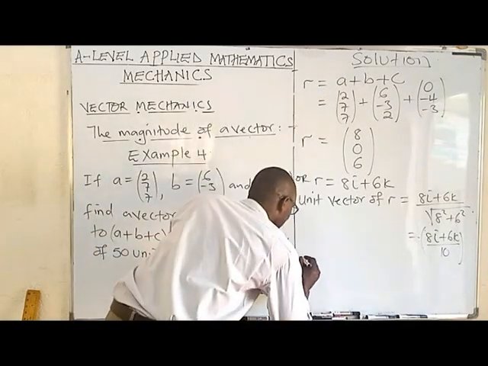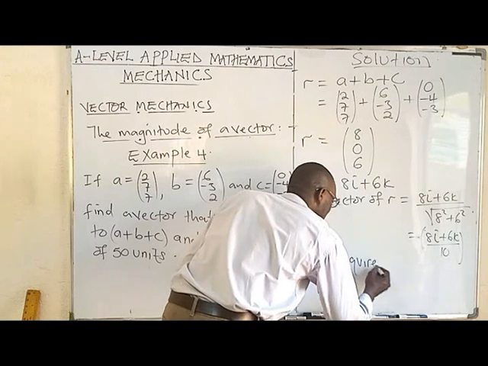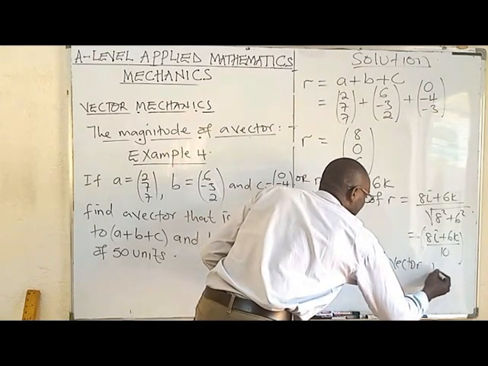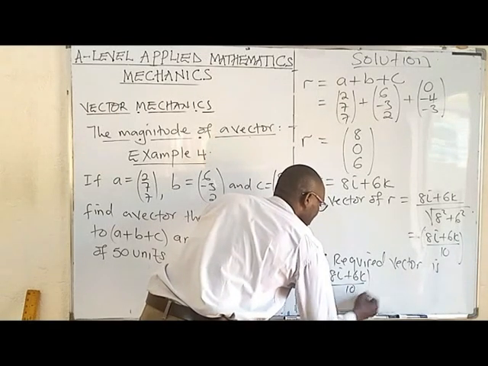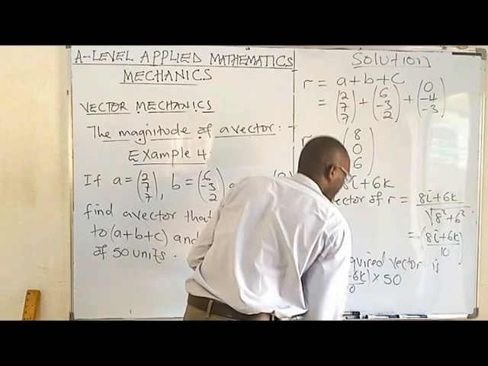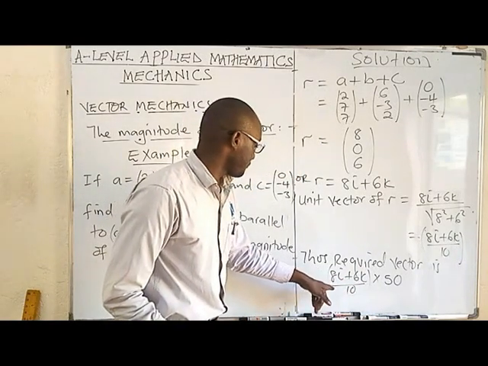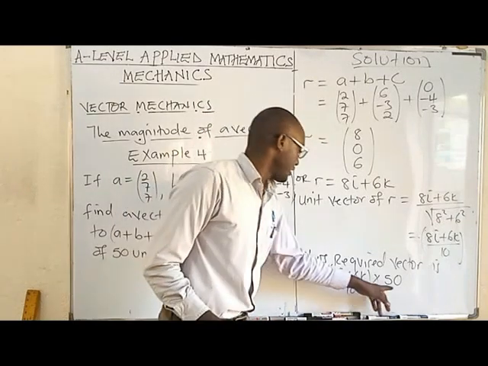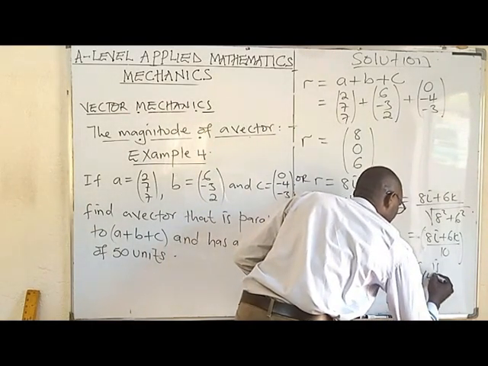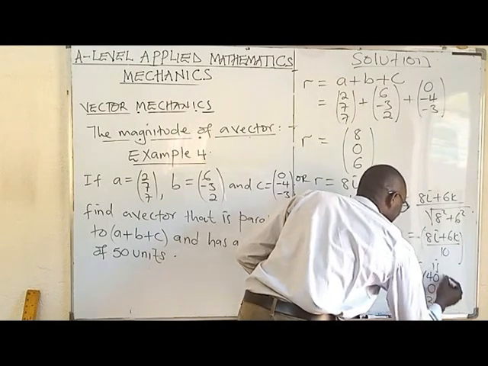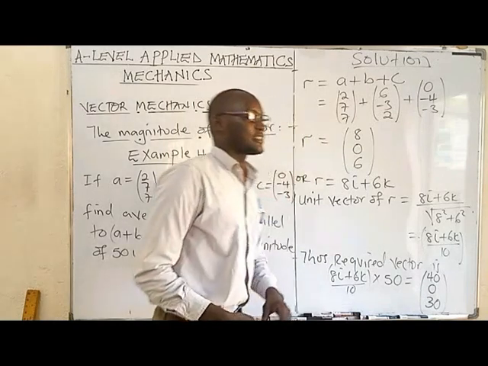Very interesting. So the required vector is 8i plus 6k over 10, and all of this we multiply through by 50. So this 0 will cancel out with that 0. We are going to remain with 5 times 8, which is 40, and 5 times 6, which is 30. So this is the same as 40, 0, 30 in column form. That is the required vector. Or you can state it as 40i plus 30k.